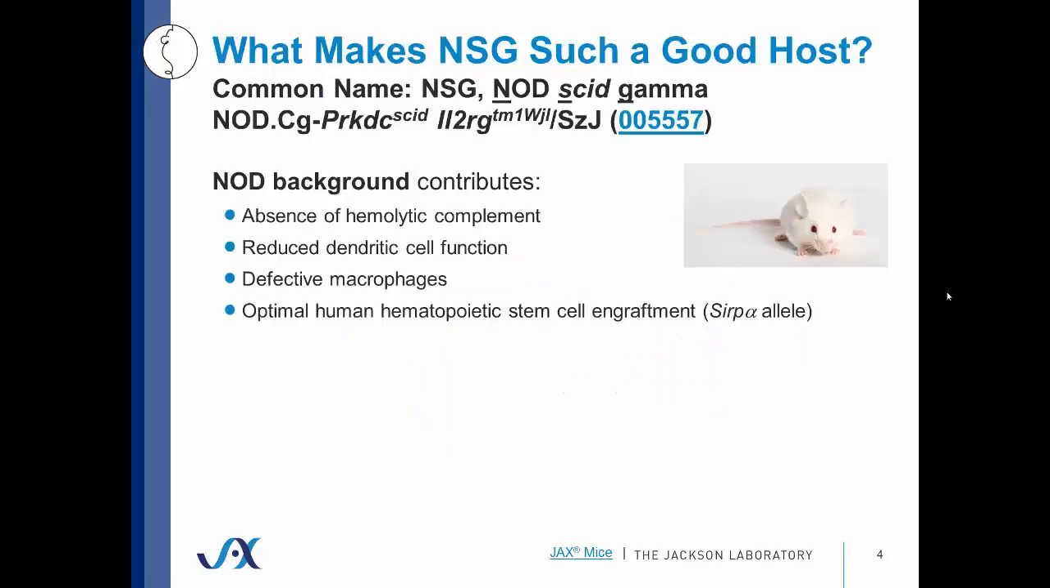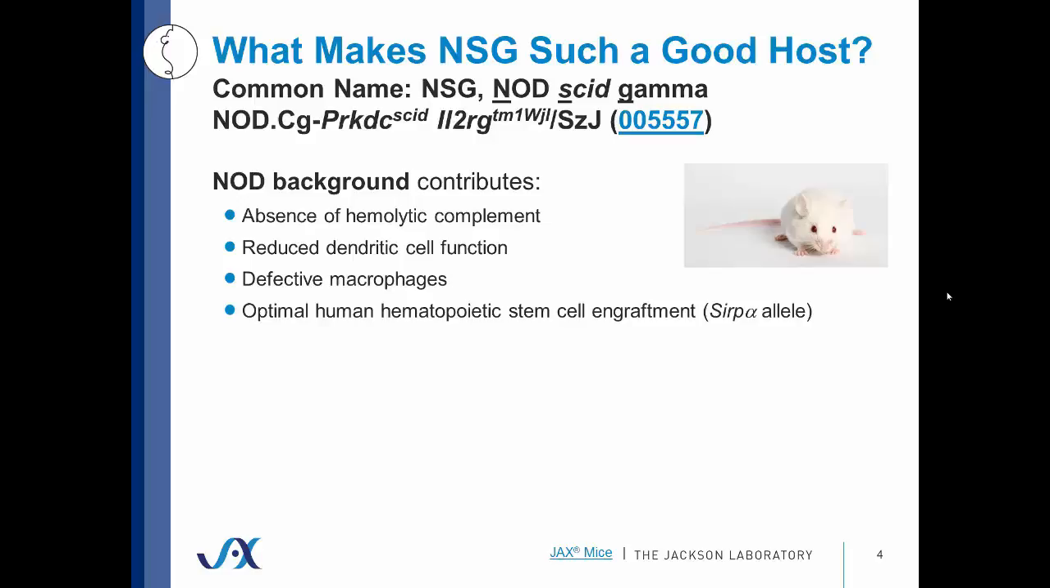So let's talk about the NSG mouse specifically. The NSG mouse stands for NOD/SCID gamma. We call it NSG for short. The official nomenclature is shown here. It carries several different mutations, which I'll describe in a moment. And we have the stock number of these mice, so you can find them more easily in our catalog. This is 005557.